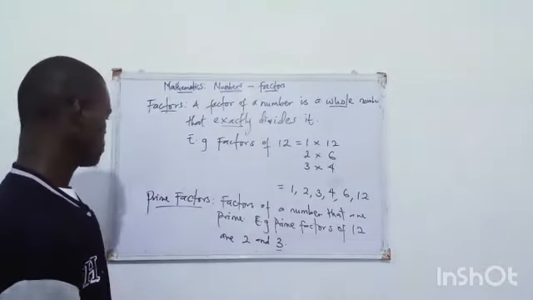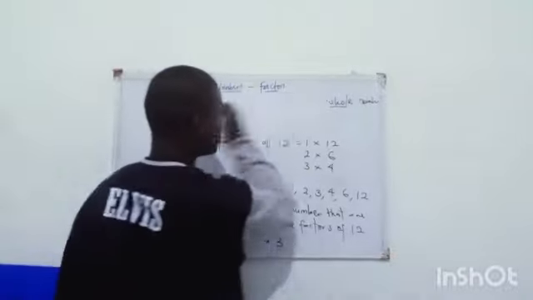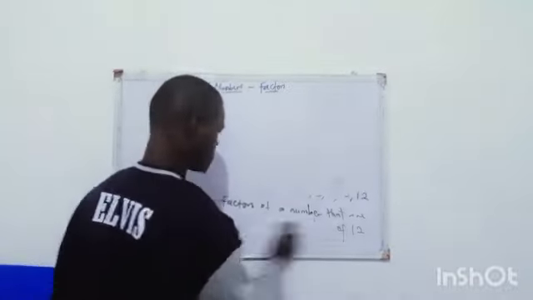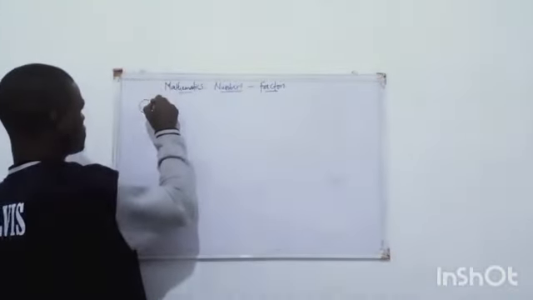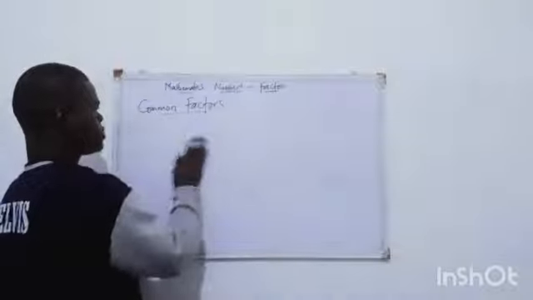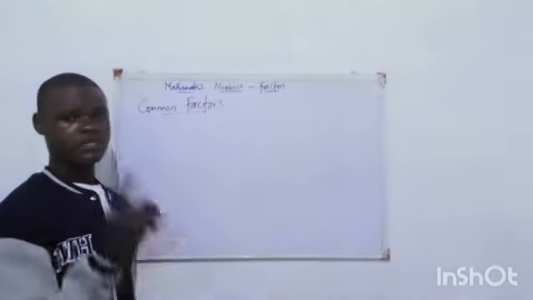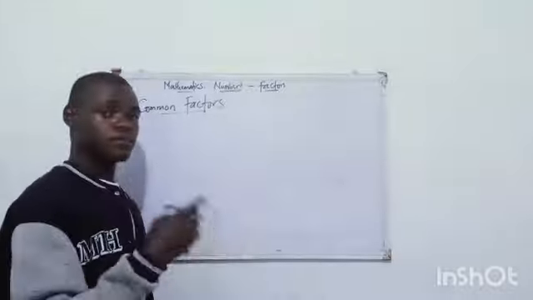Now the next thing we're going to deal with is common factors. Let's go over there. Common factors. So we have common factors. Now you must notice that when we are dealing with common factors, we're not just dealing with one number, we're dealing with more than one number. It can be 2 numbers, it can be 3 numbers.